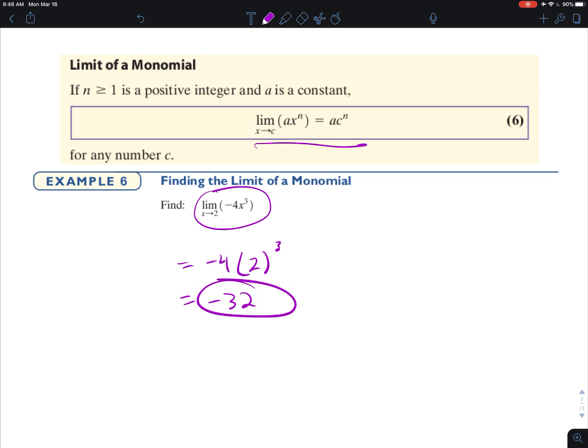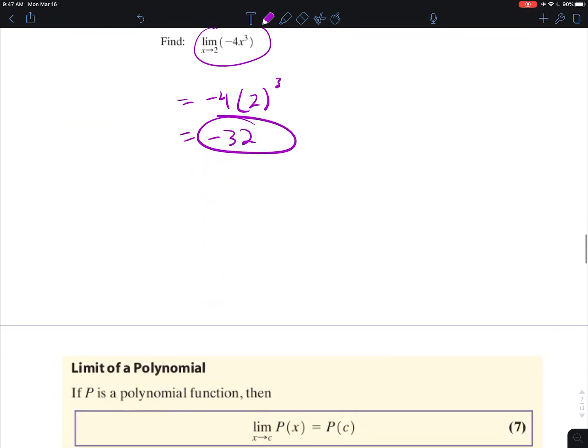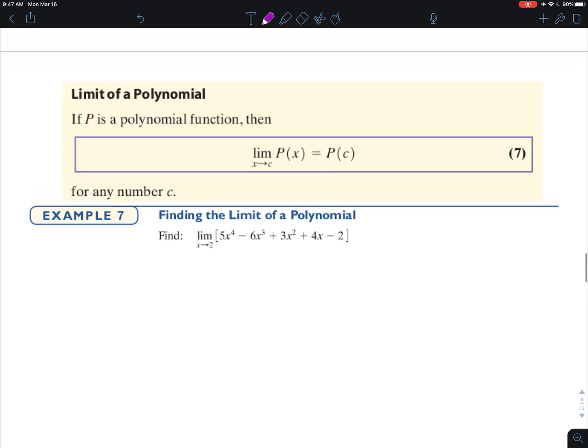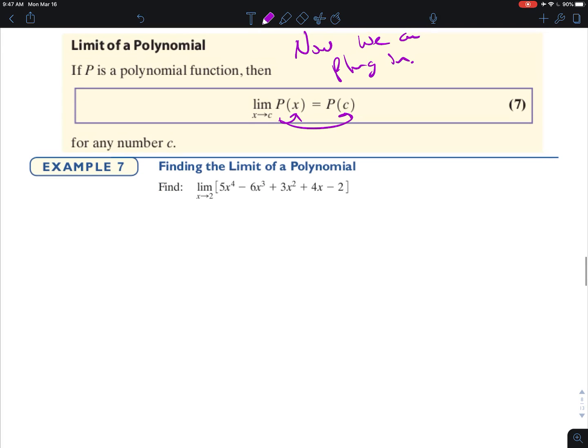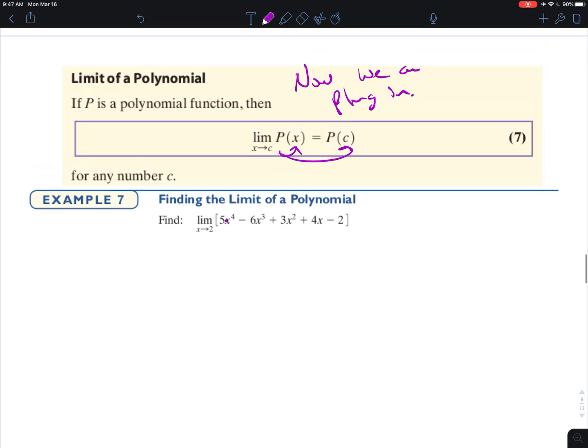What this rule does for us is it takes away the limit of negative 4 times the limit of x times the limit of x times the limit of x. We can just use the monomial rule. And this is the one you've probably been waiting for, the limit of a polynomial. Now that this rule has been established, this is saying effectively, now we can plug in. And that's going to save us some work here. I wouldn't want you to write the limit of this product, this difference, this product, this sum, this product, and all these powers and all that kind of stuff.